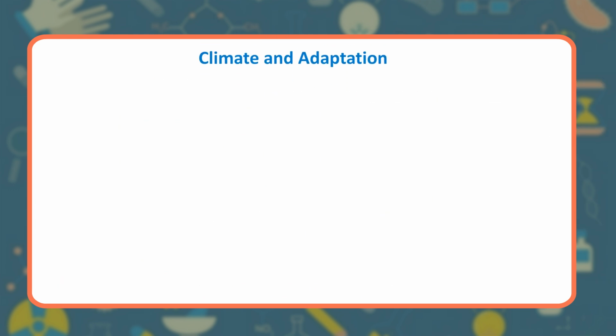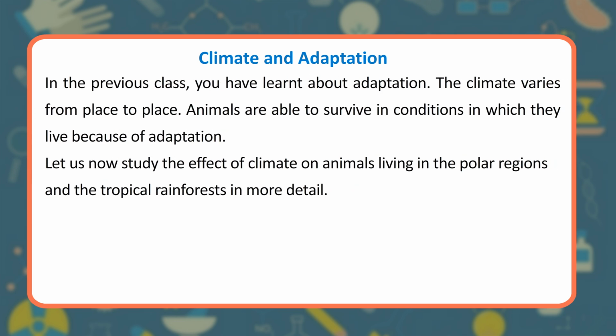Climate and adaptation. In the previous class, you have learnt about adaptation. The climate varies from place to place. Animals are able to survive in conditions in which they live because of adaptation. Let us now study the effect of climate on animals living in the polar regions and the tropical rainforests in more detail. 1. Polar regions.